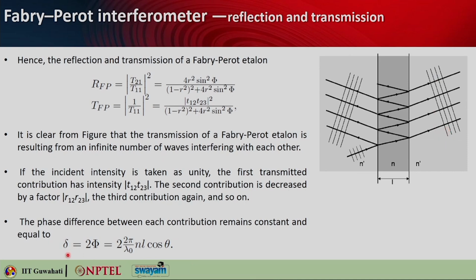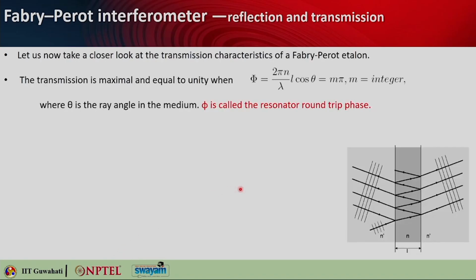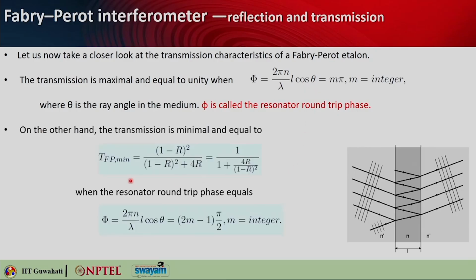The phase difference is given by delta, taken as the round trip phase difference. So it is given as 2 phi. Phi you already know, what the formula is, you put 2 phi here, and then you can understand that if this round trip phase difference is an integral multiple of pi, so if it is equal to m pi, then you get constructive interference and your transmission will be maximum at those particular points, or you can say at those particular angles theta.